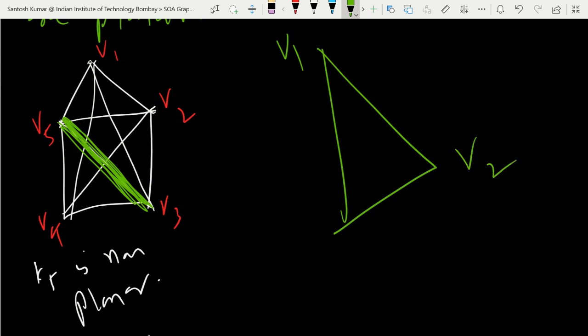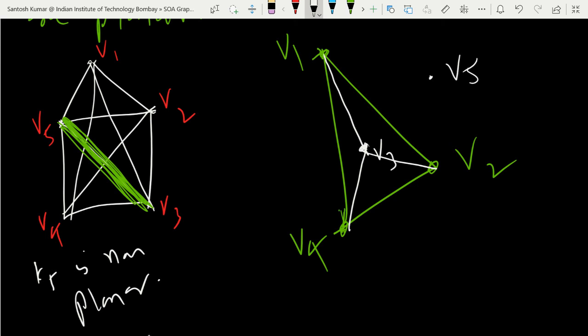V1, V2, V4. I have taken just three vertices. Now let's introduce V3. You can take V3 anywhere. Suppose I take it here. You join V3 with V1, V4 and V2. I'm just drawing the same graph in another way, because we have to draw a planar graph so that no edge crosses another edge. Now take V5 anywhere. I took it outside, you can take it anywhere.